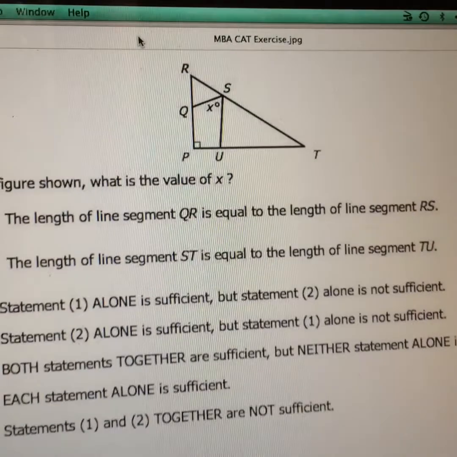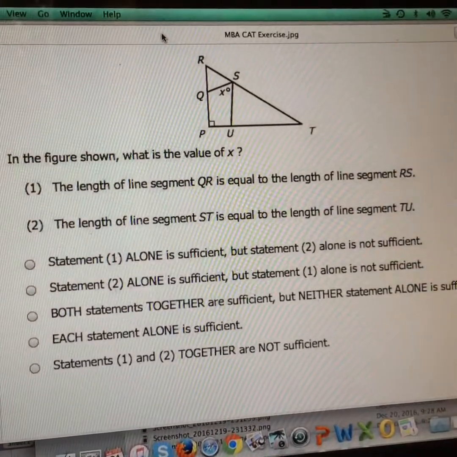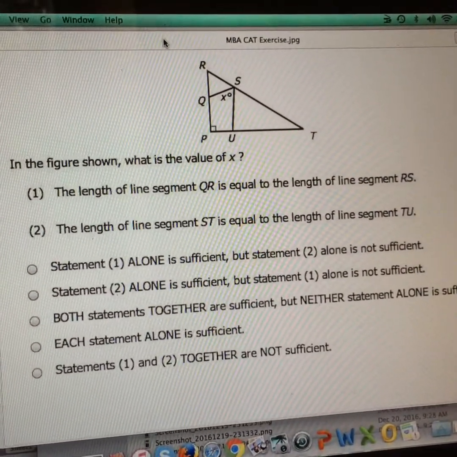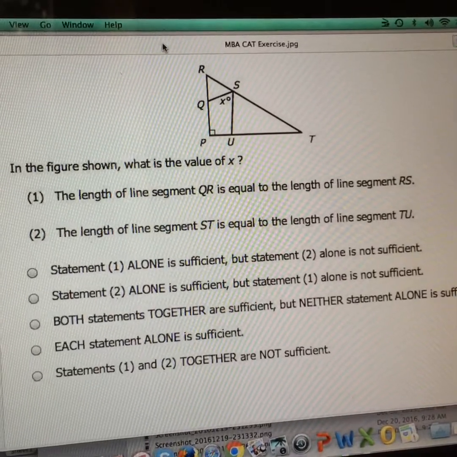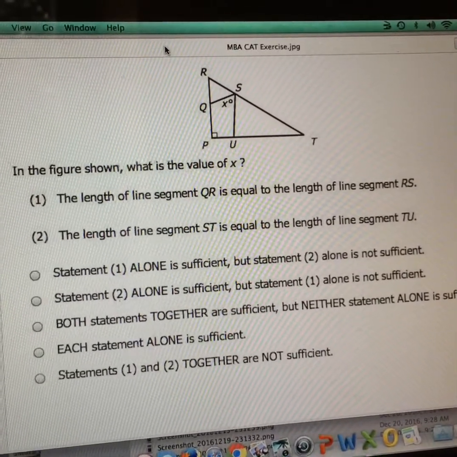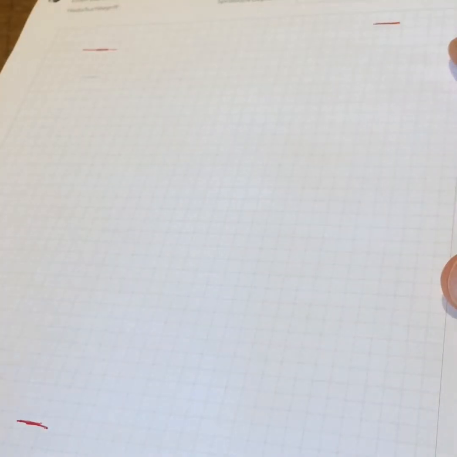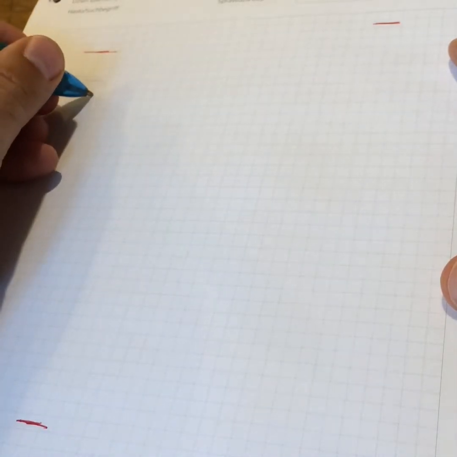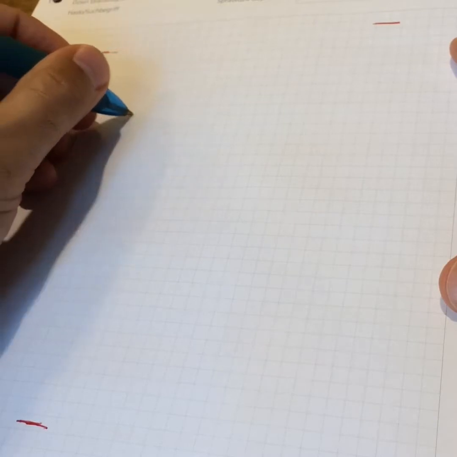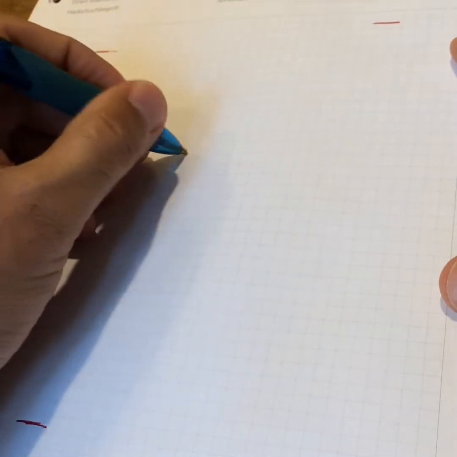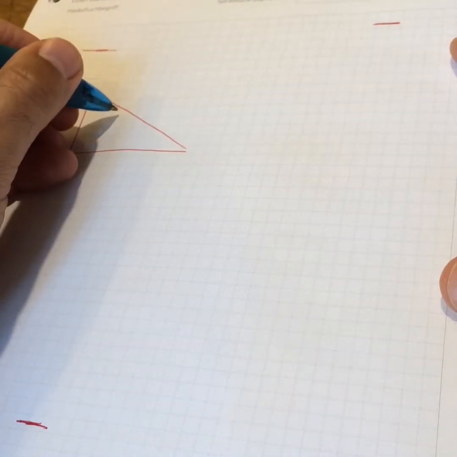I'll zoom back out, and if you want to try this, pause the video now and then start it back up again when you want to see my solution. Give it a shot. Okay, so let's get started. The first thing I always tell my students to do in geometry on the GMAT is to redraw the diagram, especially if it's a complex diagram.